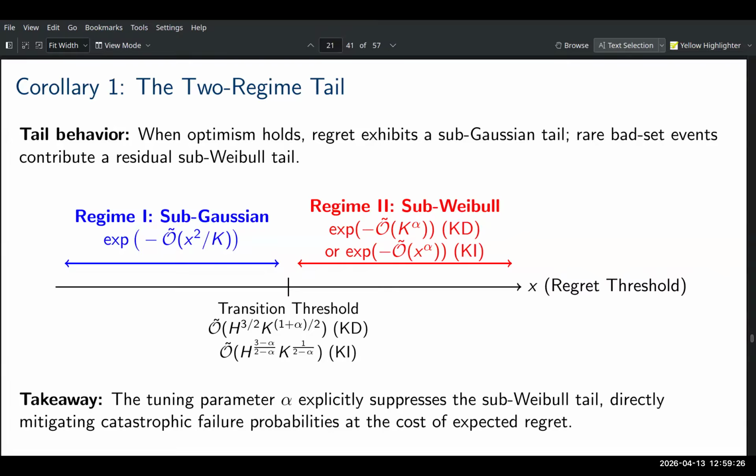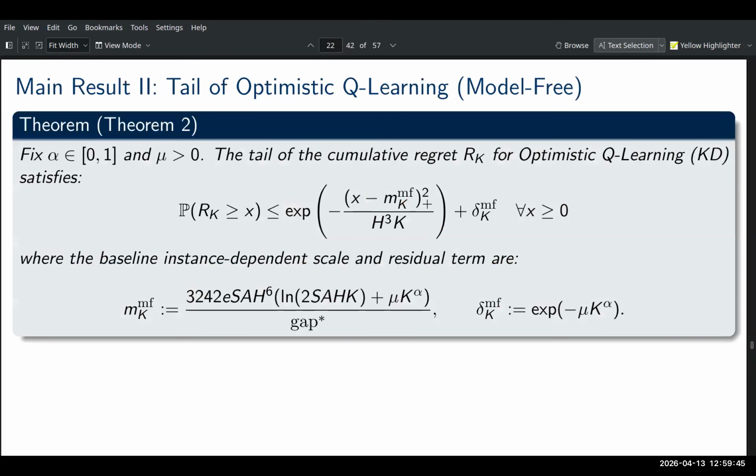For that, we need to go into more detail. So if I replace k to the alpha with log k, this regime will disappear. So you have the expected regret, and the moment that you pass the expected regret, you will just drop into the polynomial of k. This is still a conjecture, we have not proved that yet. And we have a similar result for Euler, optimistic Euler.